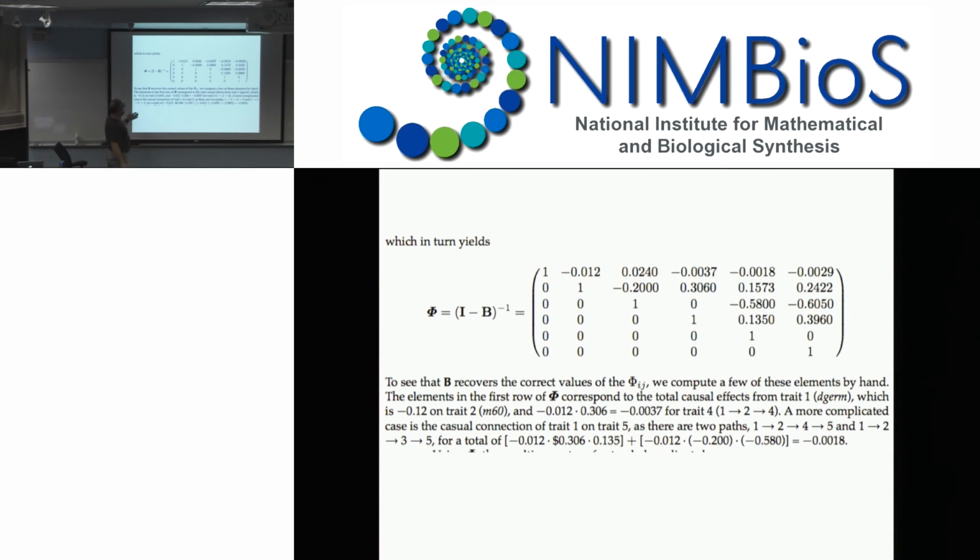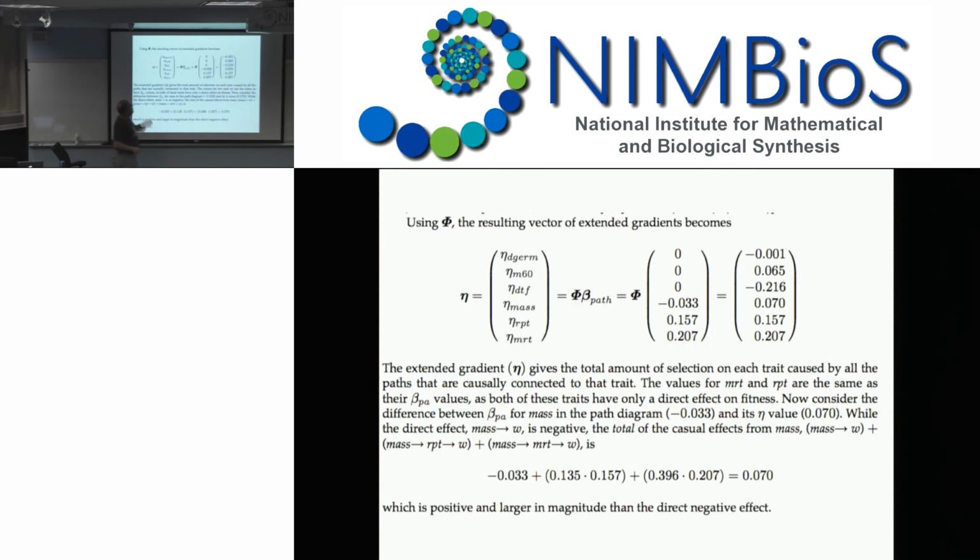If you compute this matrix of interaction here, you get this. And to see it's correct, we can look at something. For example, this expression here asks about the effects of date of germination on trait M60. That's a direct path. A more complicated path is trait 1 on trait 5. Trait 1 on trait 5 can go 1 to 2 to 4 to 5, or 1 to 2 to 3 to 5. If you multiply these coefficients here, you get that. Multiply those coefficients there, you get that. So that's how they come in.